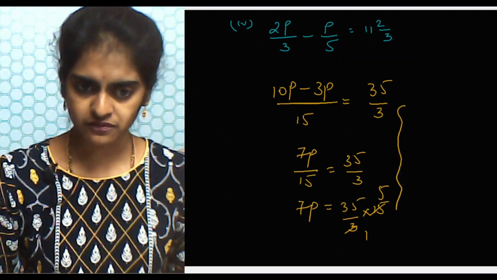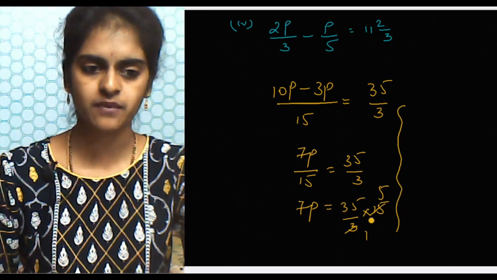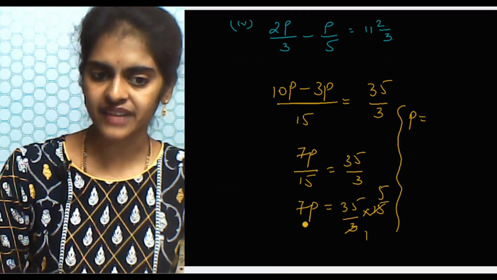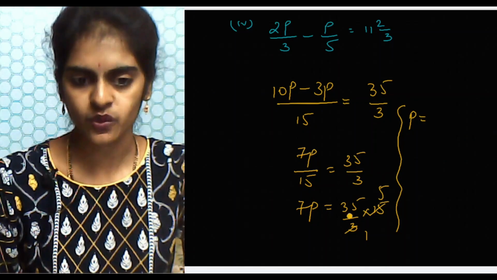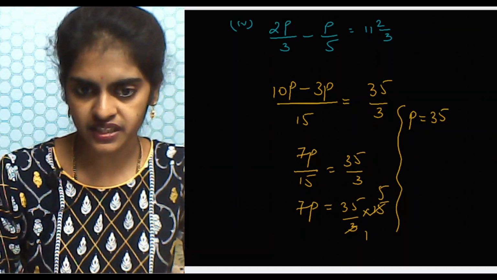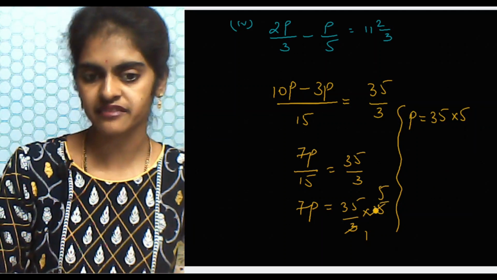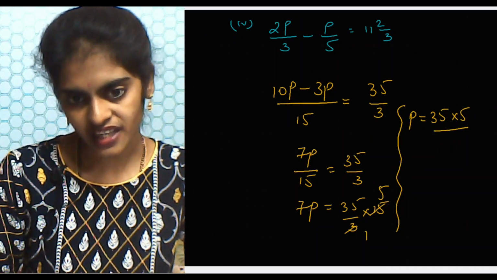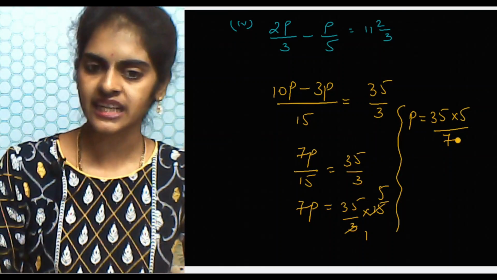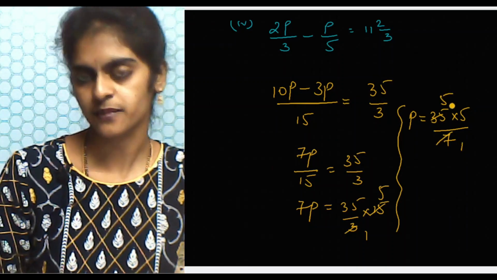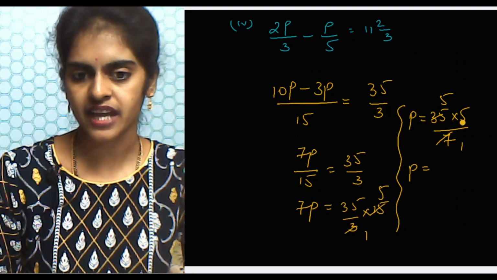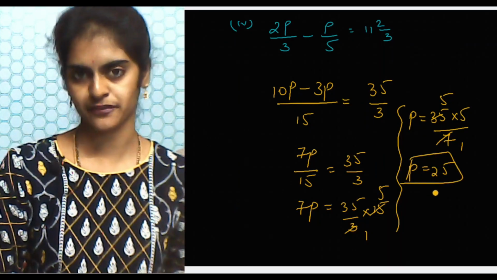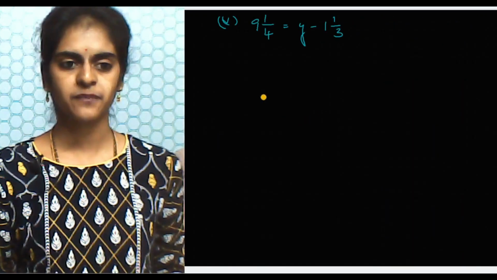Okay, so now let us write the next step. I want the value of p. So let me transpose 7 to RHS. So here already in RHS you have 35 into 5. 35 multiplied by 5 you have. 7 is in multiplication. Sending it to RHS, it becomes division. Clear? So 7 ones are, 7 5s are. So p is nothing but 5 into 5 is 25. So p is 25. So let us move on to the next one.